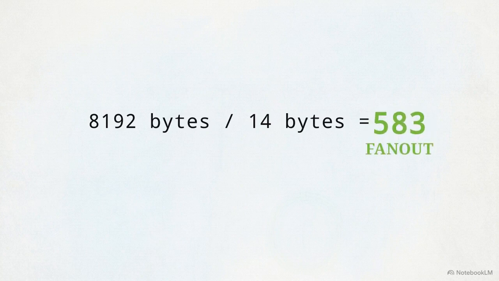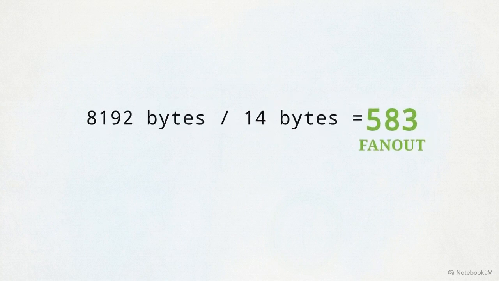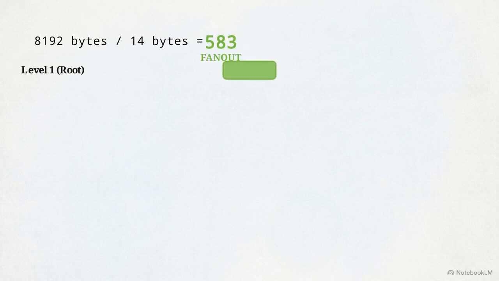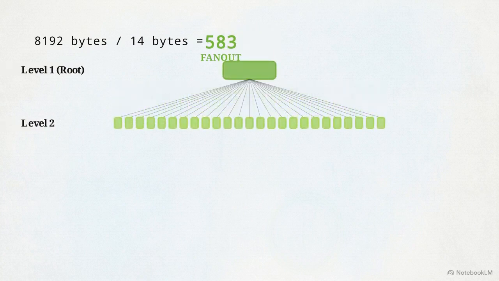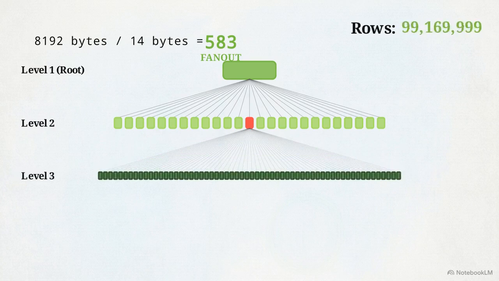This equation on screen explains how that elimination works. It calculates a concept called fan-out. If we take our 8 kilobyte page and divide it by the tiny size of a routing key, we find that a single page can hold about 583 directions to the level below it. When we follow those 583 branches down to a second level, each of those new pages also holds 583 keys. Multiply them together, and just 2 levels of this tree can organize over 340,000 rows of data.